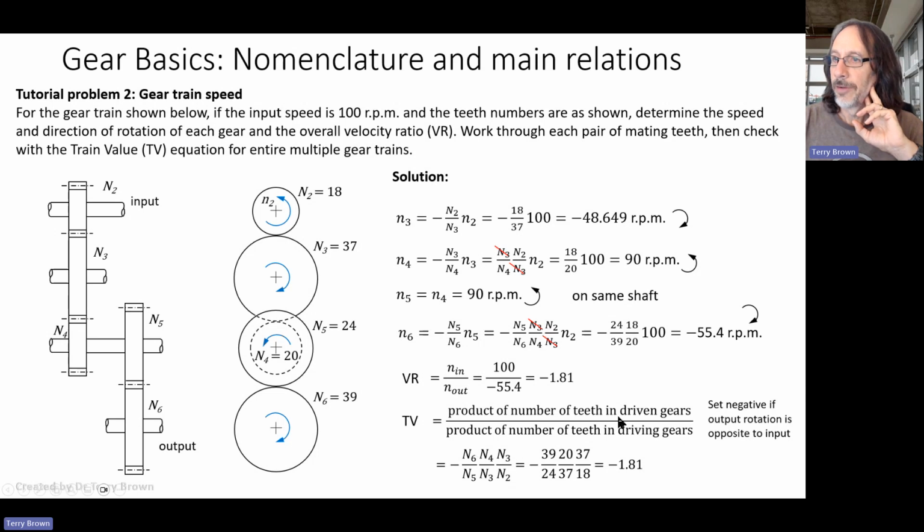on the top we have driven gears. So we've got N6 being driven, N4 or gear 4 being driven, and gear 3 being driven. Then on the bottom, driving gears, N2 is driving, N3 is driving, and N5 is driving. So we just put in the numbers and we get the same train value for the entire gear train.